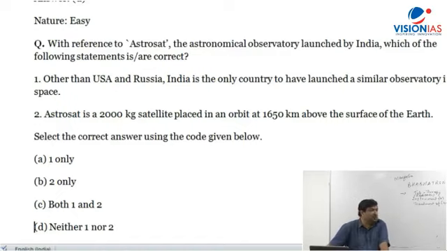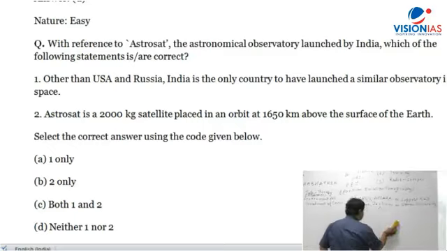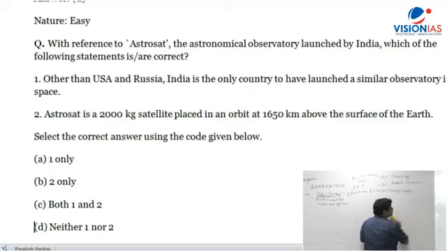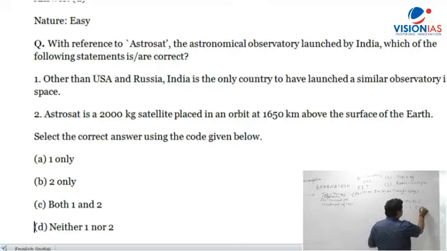What was the question in UPSC? Other than US and Russia, India is the only country. That means only three countries are there. Which other countries are there? European Union is there also. Even Japan. Now I'll provide the information. Japan, the same year when our AstroSat was launched, sent what is called Hitomi. It is sent by JAXA, the Japan Aerospace Exploration Agency.